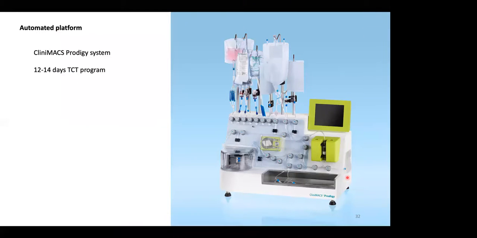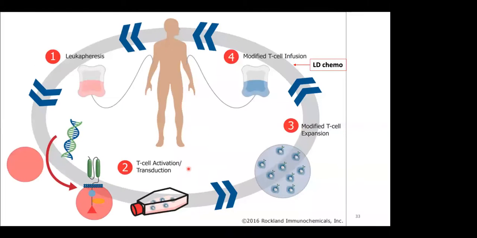Now, this is the automated platform which is available as of now. It's called CliniMACS Prodigy. So here they've got a 12 to 14 day TCT, or T cell transduction, program. This is basically a black box, or a machine, which will help us do all the labor-intensive tasks which, manually, we would otherwise have to do outside. So we have completed our step 2 and step 3 as well. Now your cell is ready for infusion.